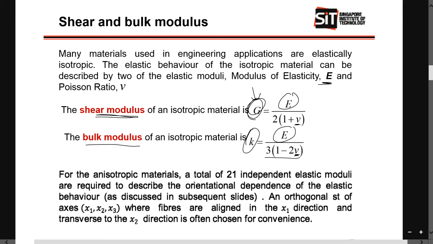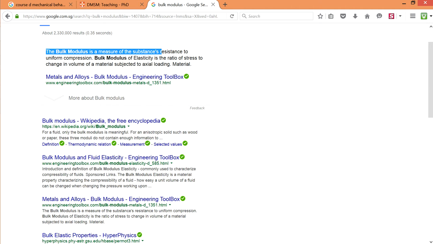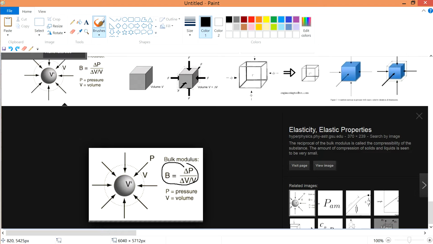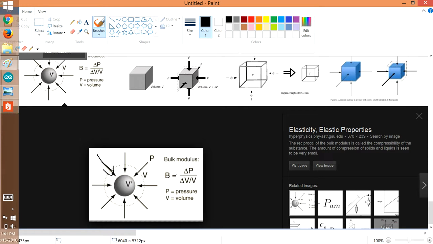And the question you may ask is, why do I need the bulk modulus? The bulk modulus is a measure of the substance's resistance to uniform compression. It's the elasticity in the ratio of stress to change in volume. So it's stress versus change in volume. I'll not go into details of this equation because I have certain issues with it, but graphically, it's trying to say that all the stresses are acting on the volume to change it, in terms of certain compression. So when we're talking about compression, you're going to use the bulk modulus.